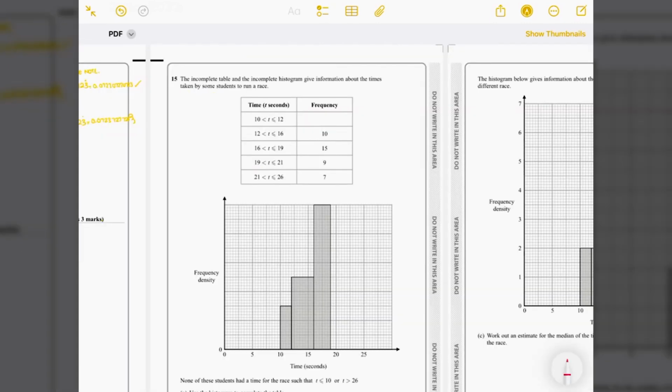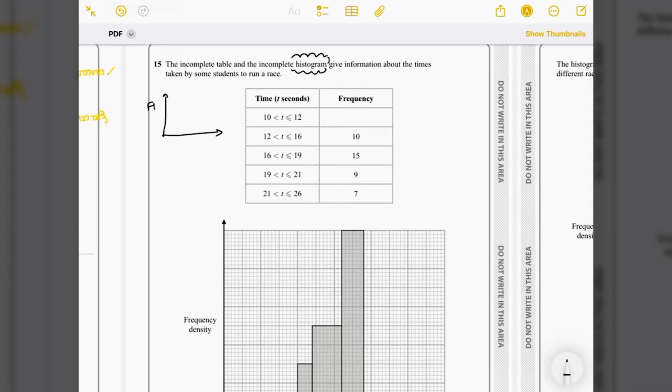Question 15, it literally says histogram over here. Now, with histograms, always have density over here. Notice they've got it over there. And at the bottom, they've got the class width. And the class width is like the time, how wide this is. Okay? And there's 2 pieces of information that you need to know about histograms. First one is to find your frequency density. You do the frequency divided by the class width.